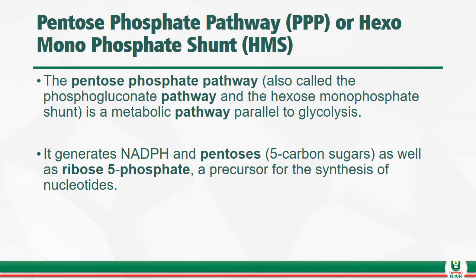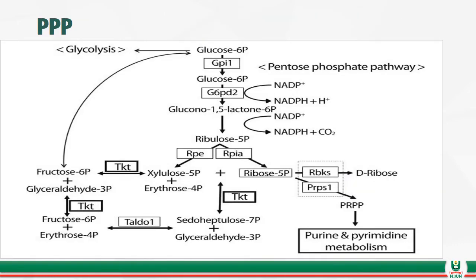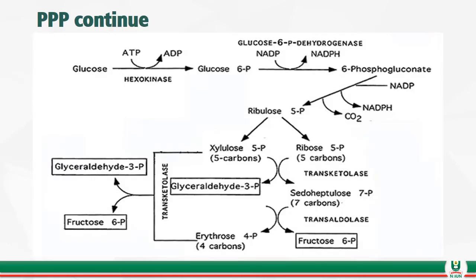The pentose phosphate pathway, or hexose monophosphate shunt. The pentose phosphate pathway is also called the phosphogluconate pathway, and the hexose monophosphate shunt is a metabolic pathway parallel to glycolysis. It generates NADPH and pentose 5-carbon sugars as well as ribose 5-phosphate, a precursor for the synthesis of nucleotides. Here you see the pathway of the PPP. This is another form of the pathway of the PPP.